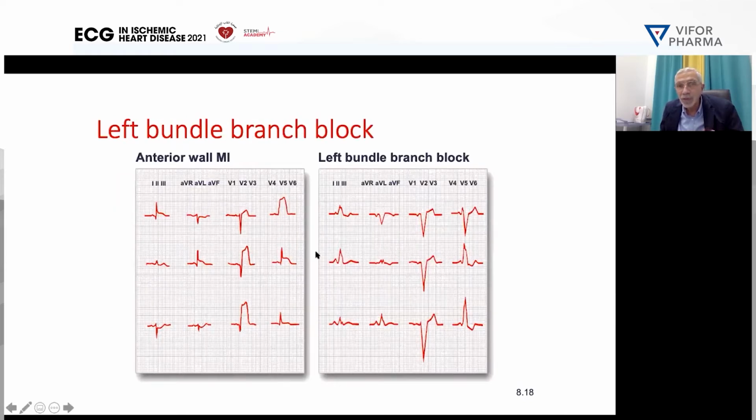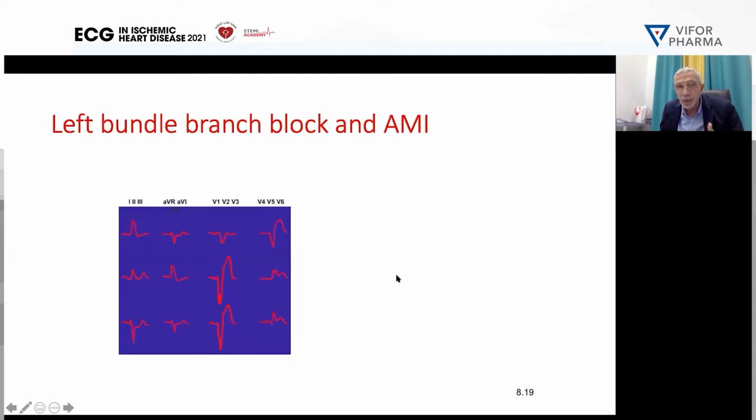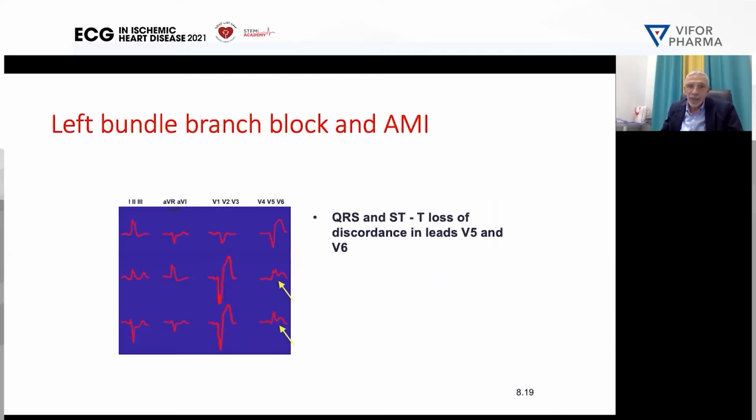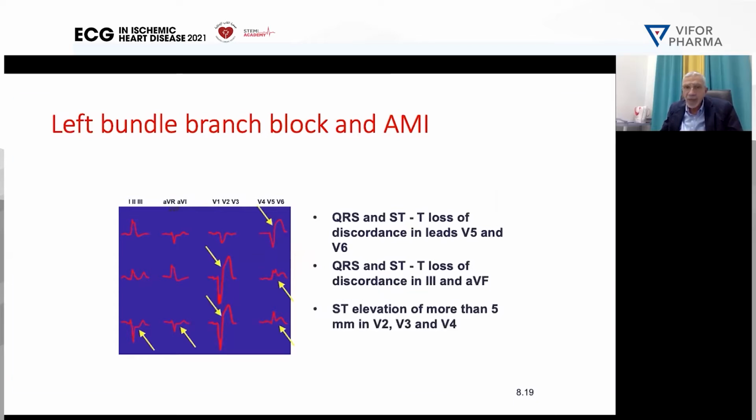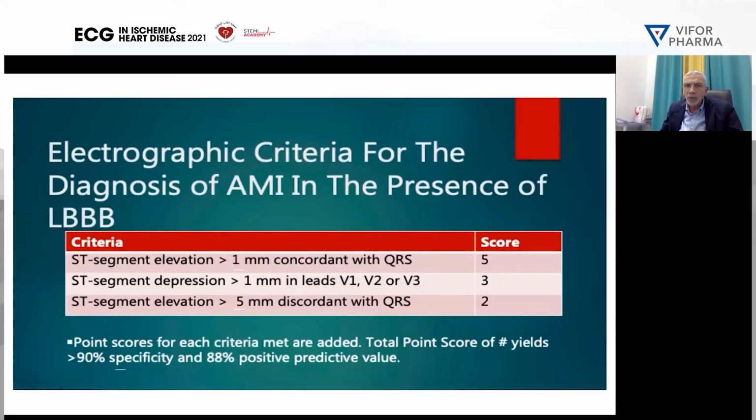Also, we have to know how to differentiate between left bundle branch block and anterior wall infarction. This is very important. We'll talk about it during our discussion. And the left bundle branch block, this is to differentiate it from acute myocardial infarction. And I have to stop now, Dr. Zubaydi, I think, for time.